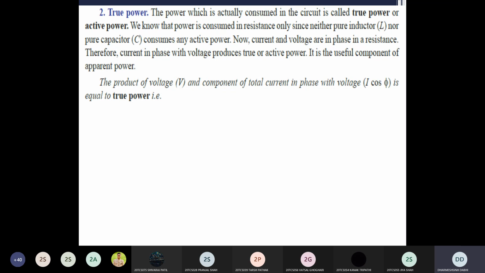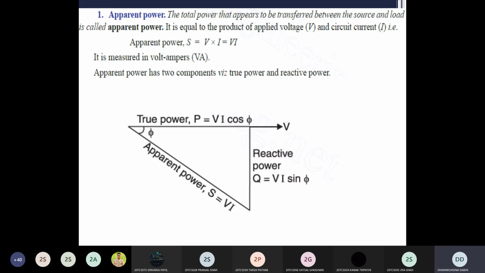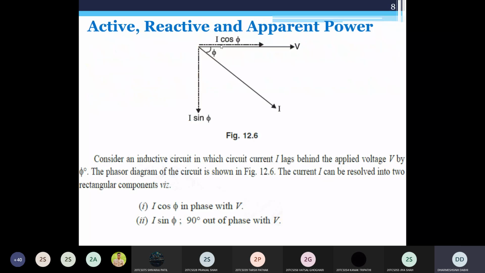Clear? So now you can see the current and voltage phasor. We know that in the resistor the current is in the same phase as the voltage, and that produces the true power. You can see that the current is in phase with the voltage. So which current is in phase with the voltage? I cos phi. So this I cos phi into V makes the active power component.